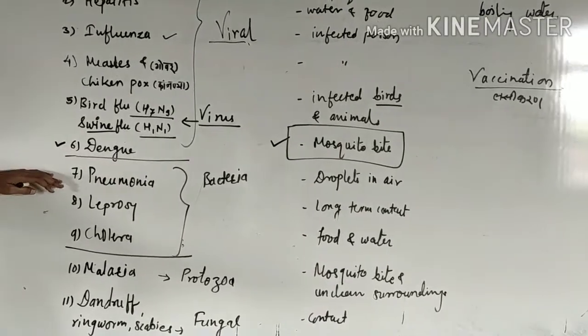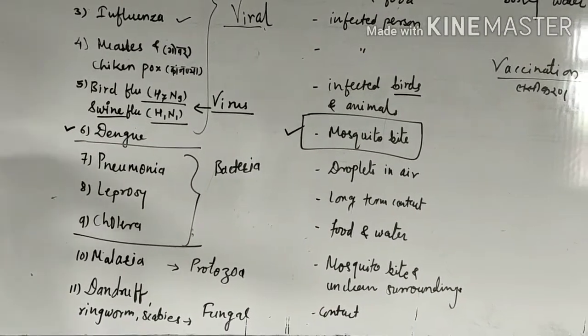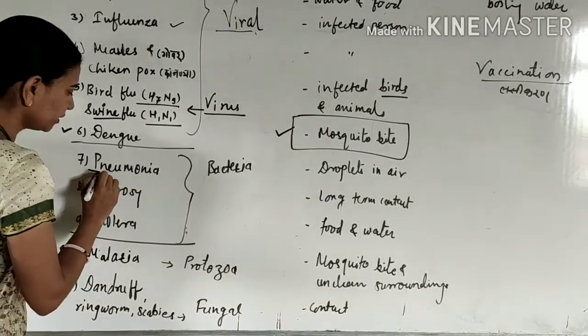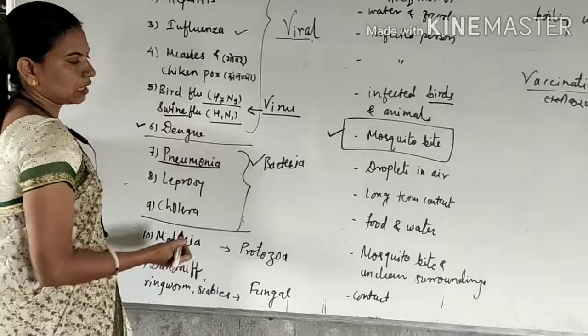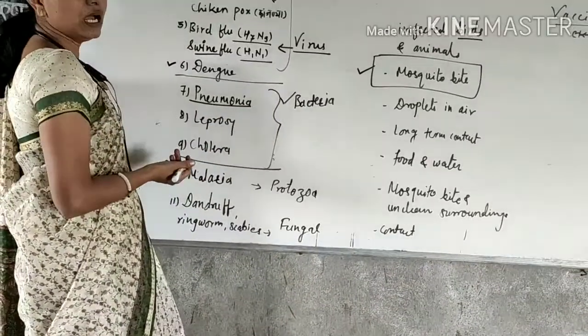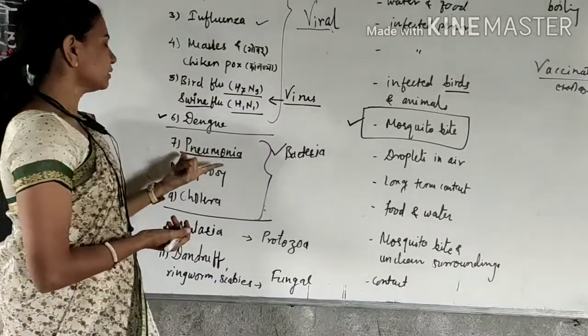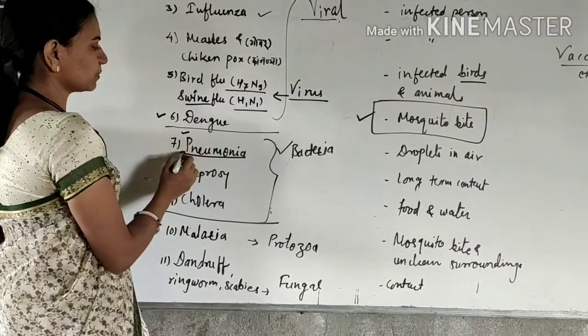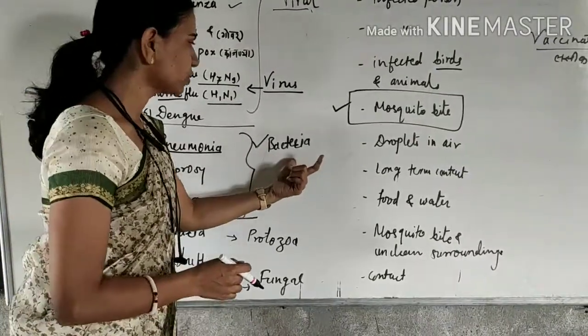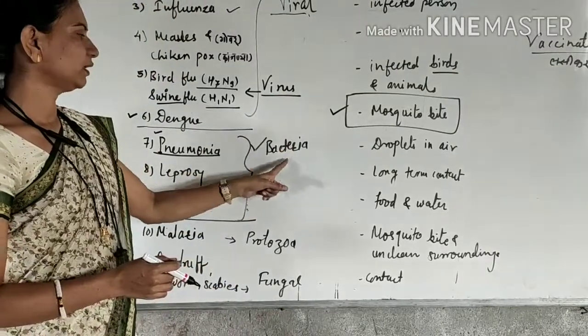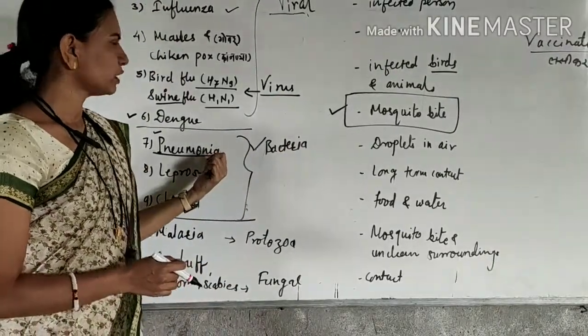Then the next disease is pneumonia. Here infection of this pneumonia is due to the bacteria. This pneumonia disease is the bacterial disease. Spelling is very important. This P is silent. So pneumonia is a bacterial infection, means pathogen is bacteria for this pneumonia disease.